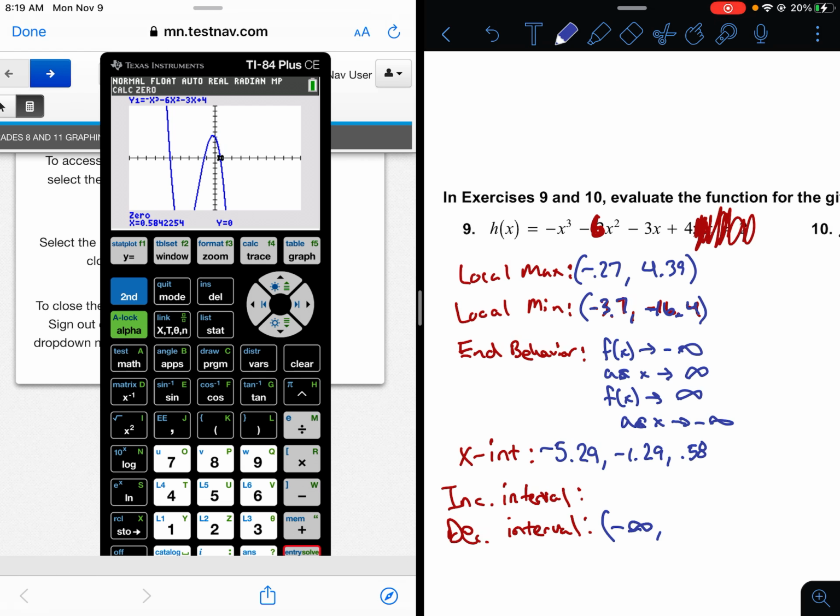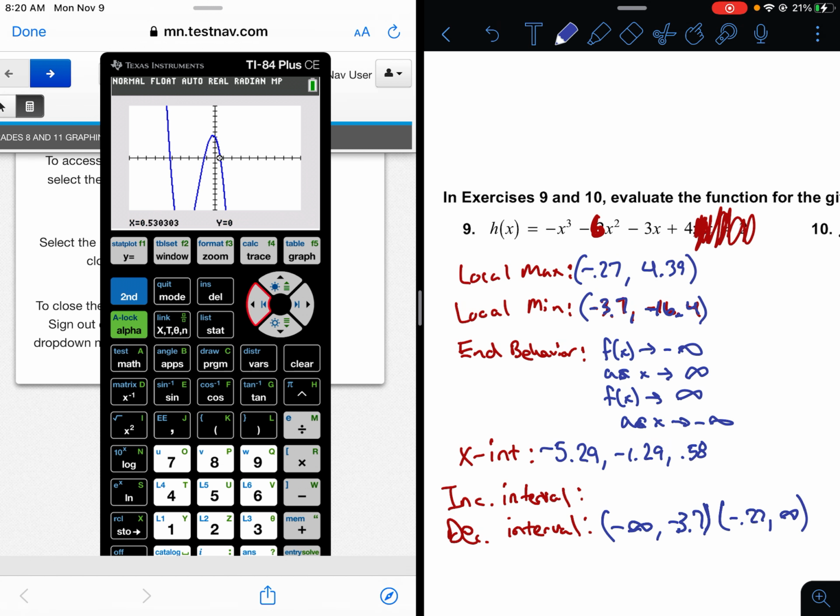We only look at the x values, by the way. Negative 3.7. And it's decreasing from the last vertex to infinity. So we're looking at from the last max, so negative 0.27. I wish I could show you on here. I can't use my cursor on the other screen. Negative 0.27 to positive infinity.